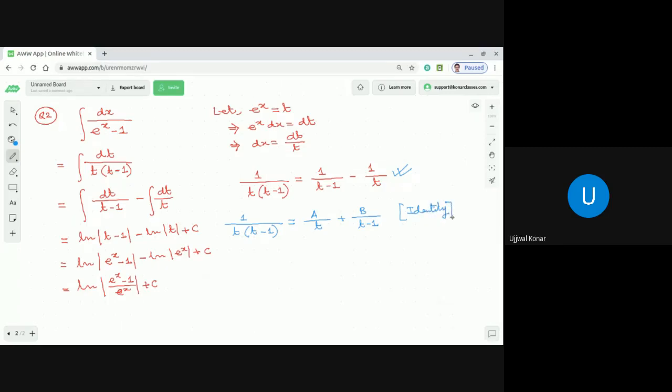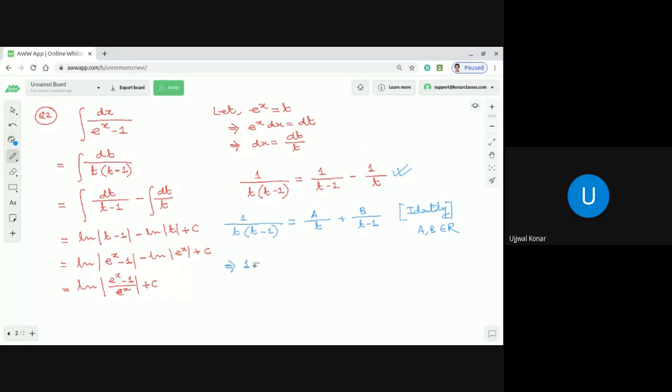Identity means what, dear students? Here a and b belong to the set of real numbers. Identity means it is true for any value of t: both left hand side and right hand side will be equal. For whatever value of t you consider, you will always get the value of left hand side equal to the value of right hand side.